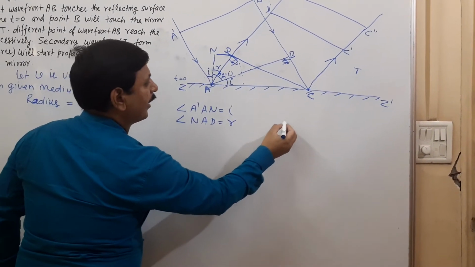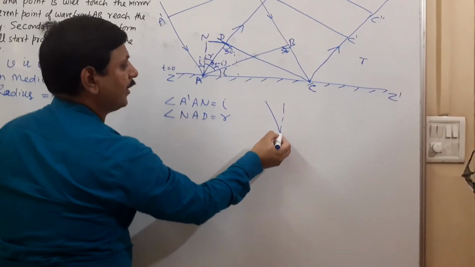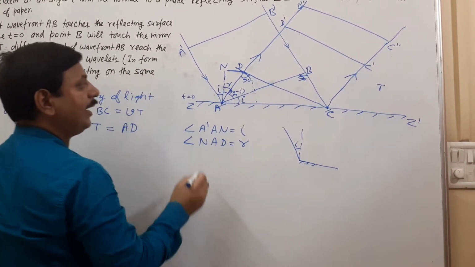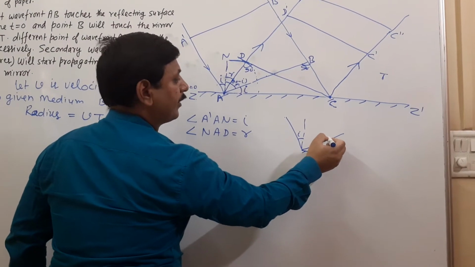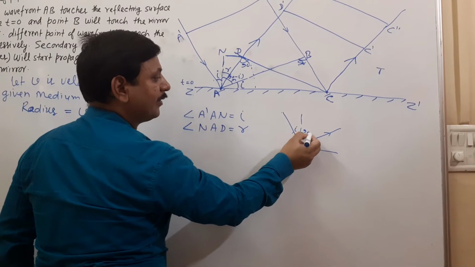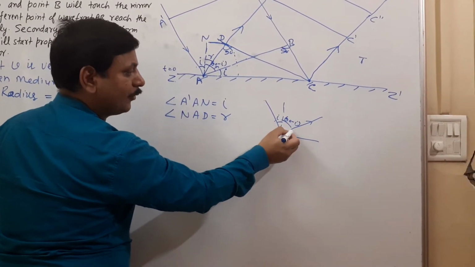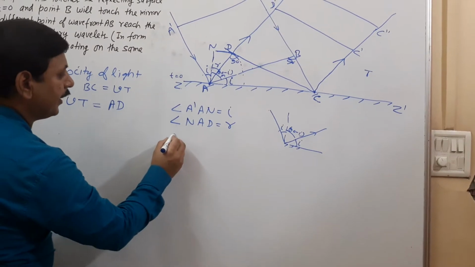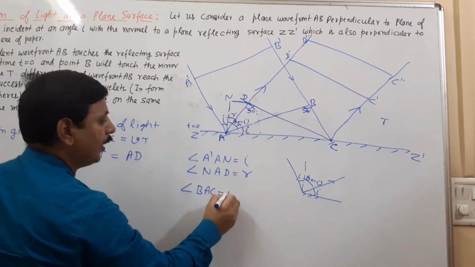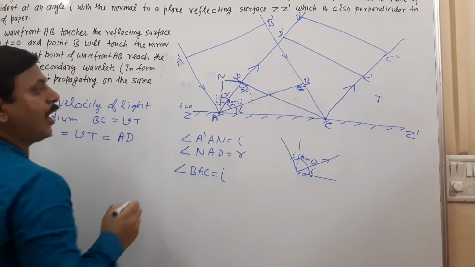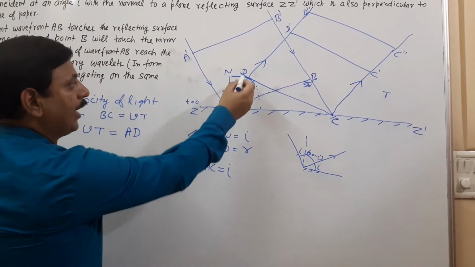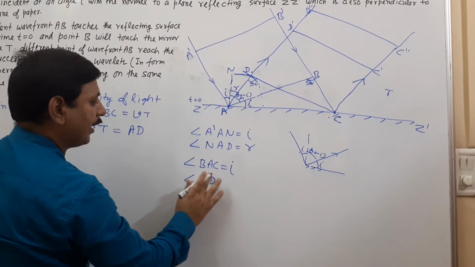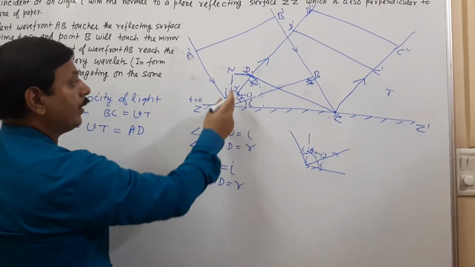If you look carefully here, this is angle I, and this reflecting surface makes 90 degrees, and also this is the reflected ray, total angle 90, so this is 90 minus I. And if this is 90 minus I, total 90, so this angle becomes I. So from the geometry, the angle BAC is equal to I. In the same way, see here, this is R. The total, this is what? Angle DAC. Angle NAD is equal to R.